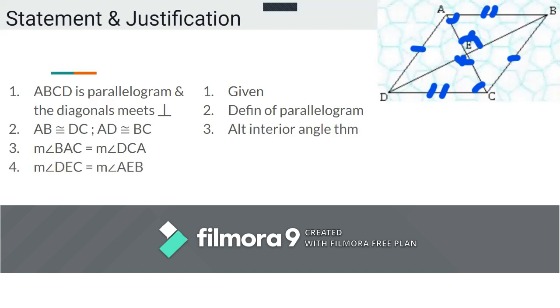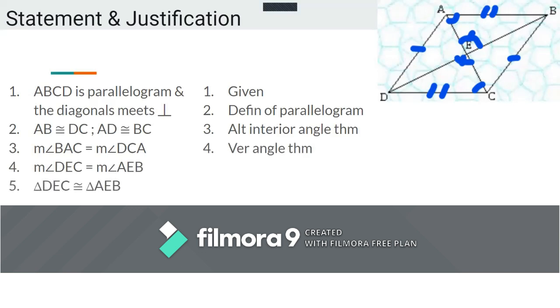Step four states the measure of angle DEC equals the measure of angle AEB. How is that? Well, that's the vertical angle theorem, right? Since those two angles are vertical, they are equal to each other.